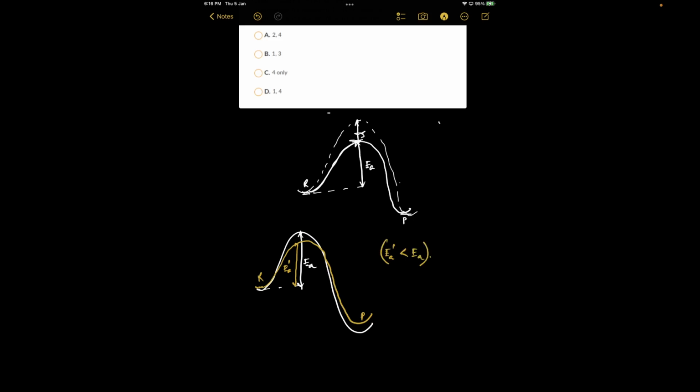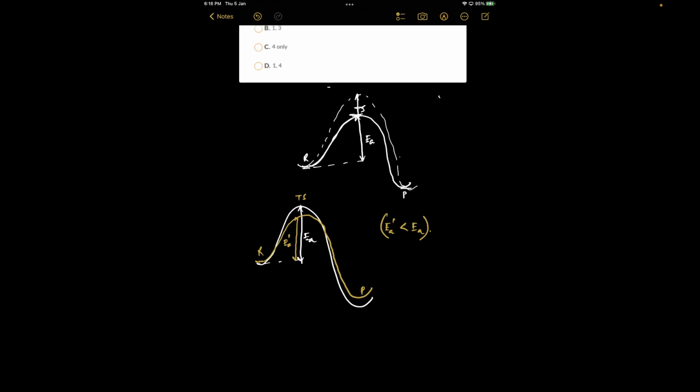It does so by stabilizing the transition state, so this was the transition state. Any catalysis, whether enzyme catalysis or acid-base catalysis, actually stabilizes the transition state or activated complex. That's how it decreases the activation energy, that is the energy gap between the activated complex and the reactant molecules, and by which the reaction rate increases.